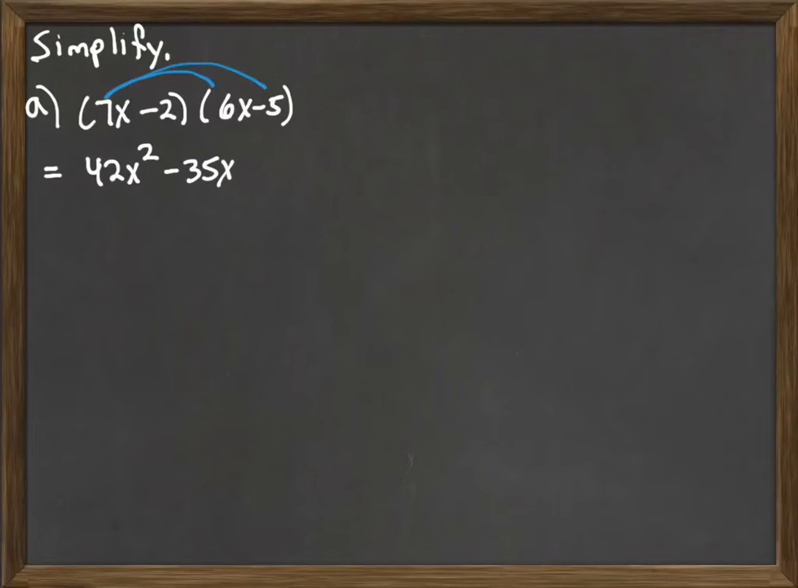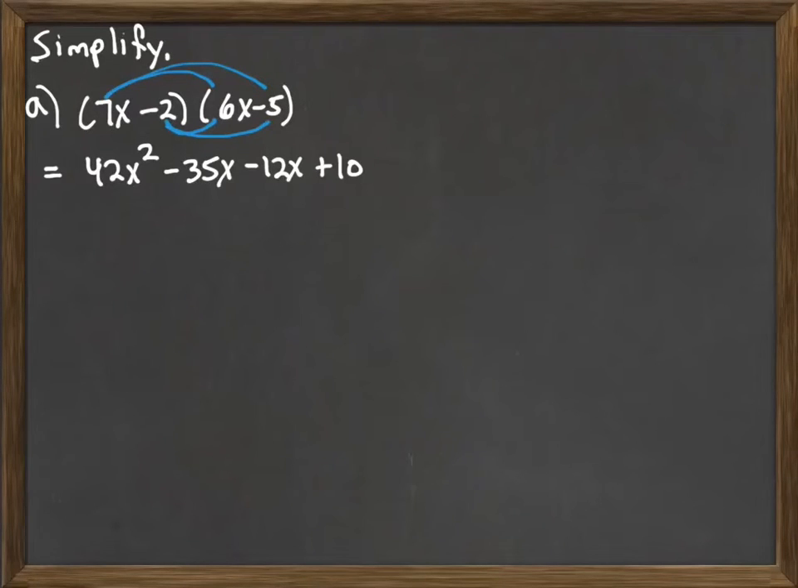And then we move down and do the same thing with the minus 2. Minus 2 times 6, and a minus 2 times a negative 5. Minus 2 times 6 would be minus 12x. And then minus 2 times 5, 2 negatives make that plus 10. And so now we've done our simplifying.